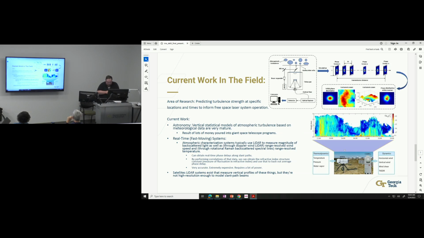For astronomical systems pointed straight up, statistical models of turbulence based on meteorological data are good enough, but for real-time systems that need to know refractive index variation along a path, we typically use wind Doppler LiDAR to measure wind speed information from Raman backscattered spectral lines and overall backscattered signal strength to find a statistical measure for the refractive index fluctuations along any path. Those systems cost at a minimum hundreds of thousands of dollars, though, just material parts. So not terribly cost effective to put alongside every laser system that you'd ever want to deploy.